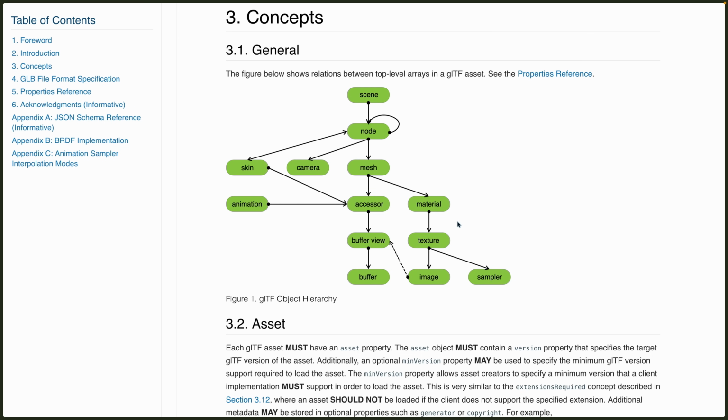So the core idea here is there is a bunch of JSON data, and then there's also a bunch of binary data. And that binary data is typically things like vertex positions, vertex normals, anything that is like vertex data or lists of indices and things like that.